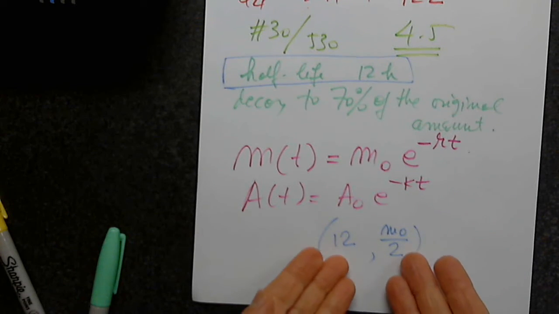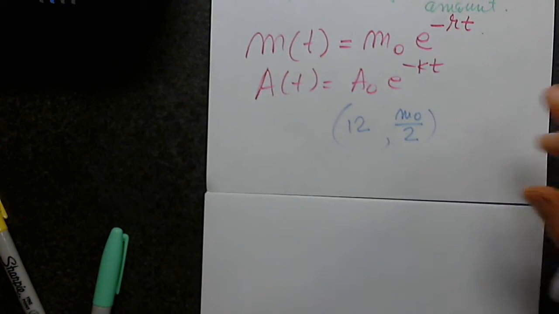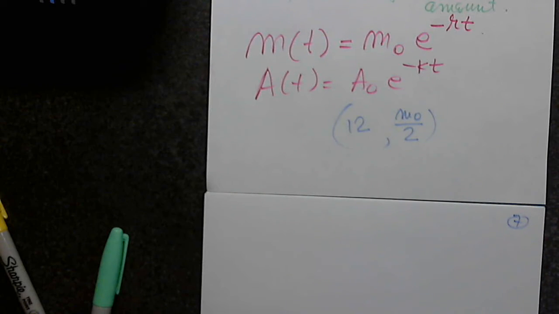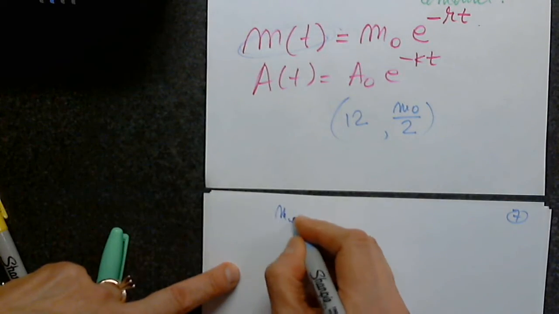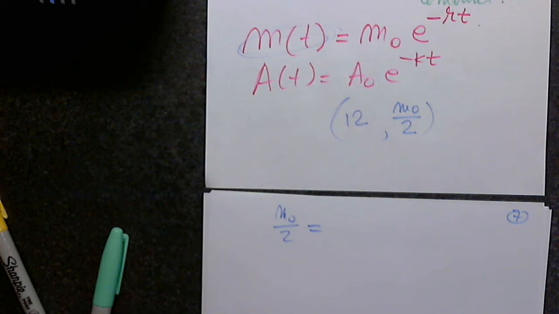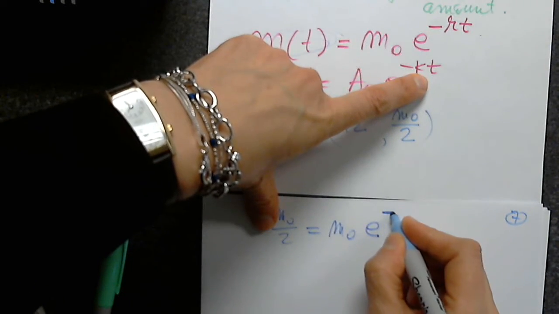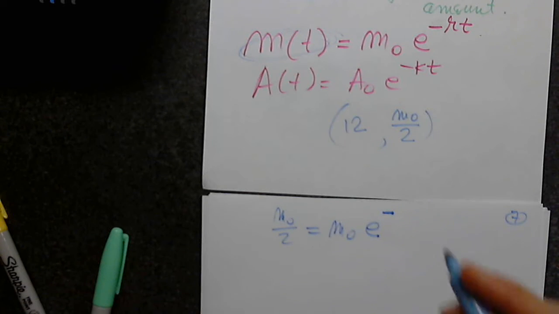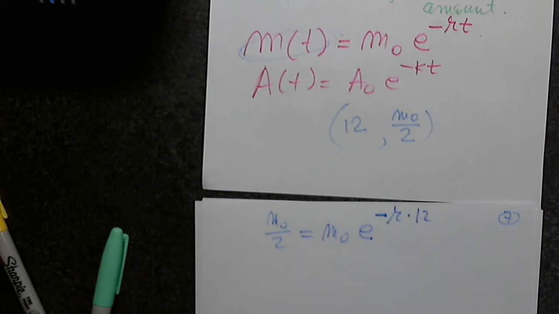Good. Now I want to put this in the function. Tell me slowly which portion goes where. Say it again. Exactly. This piece is M0 over 2. Of course, equals M0. Very good. E to minus. Do I know R? No. Good. Times 12. Awesome. So you understand what we did? So when time is 12, the function is M0 over 2.